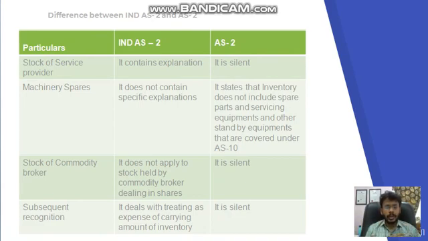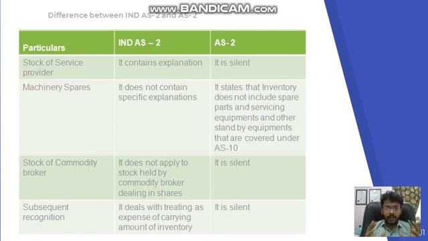Now, the stock of a stockbroker, that is, shares, securities and exchanges: it does not apply. IND AS 2 specifically says that it does not apply to shares held by a commodity broker who is dealing in shares. However, AS 2 was silent, which means it was not considering anything. And subsequent recognition, which we discussed last, friends: majoritarily you recognize it as an expense in the year in which revenue is created. Now AS 2 was silent in regard to this. That means AS 2 did not consider anything with regard to future valuation or recognition as an expense.